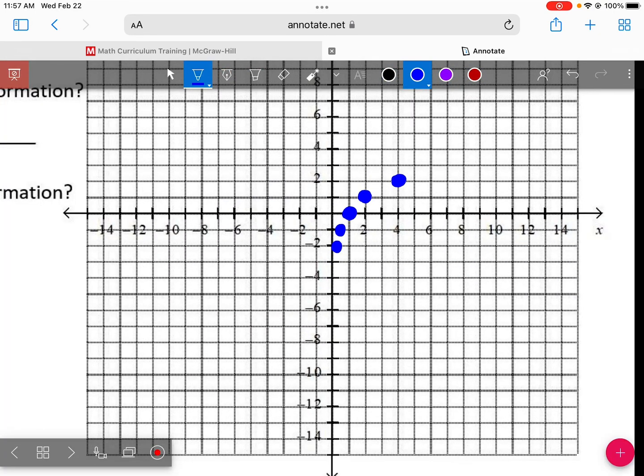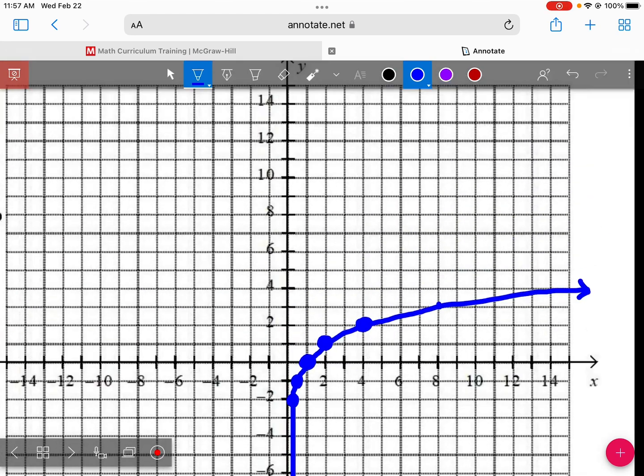What are we not going to cross on the parent? What does the parent not cross? 0. 0 does not cross the y-axis. Here's the parent.